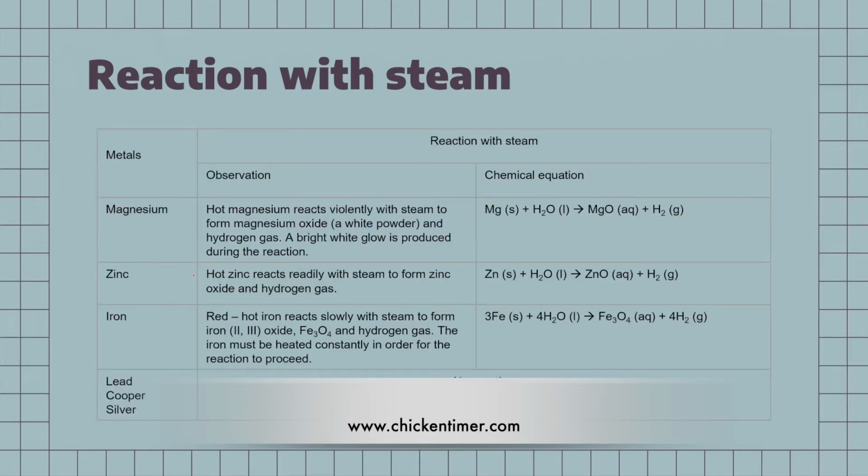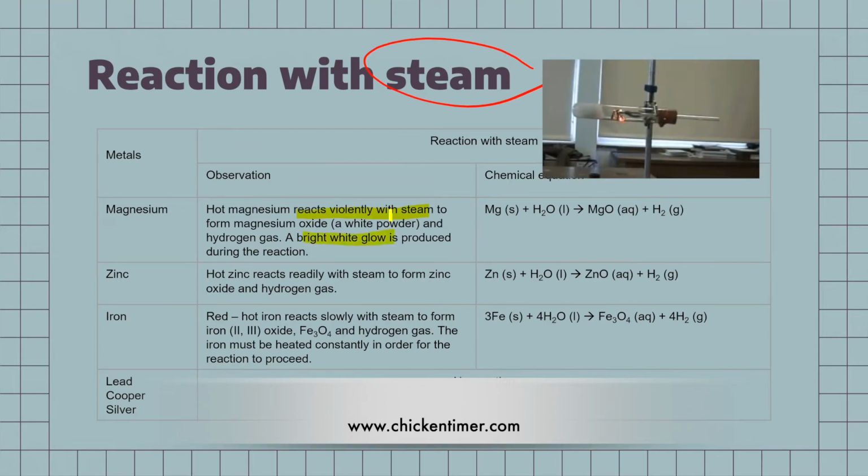Okay, so back to this. Now, instead of cold water, we have reaction with steam. Okay, so now watch. Hot magnesium reacts violently with steam. Then you have a characteristic color called the bright white glow. The reaction will become white, like you see white flames or some white spark going on.